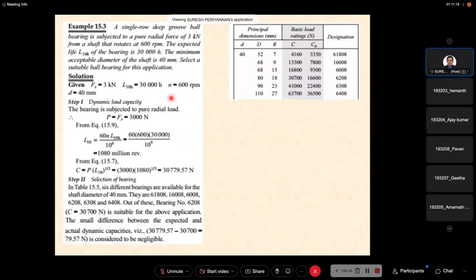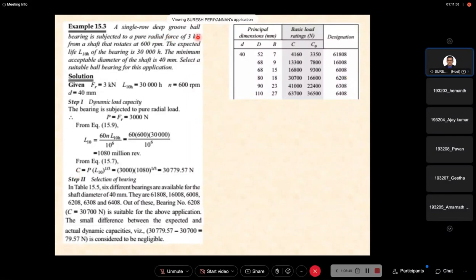From these two relations we are able to find the bearing life in terms of millions of revolutions. Once we know the millions of revolutions, we can find the dynamic load capacity. Here it is a pure radial load of 3 kilonewton, so C = P × L^(1/3). From this relation we can find our dynamic load carrying capacity C. Pure radial load here, Fr is equal to P.